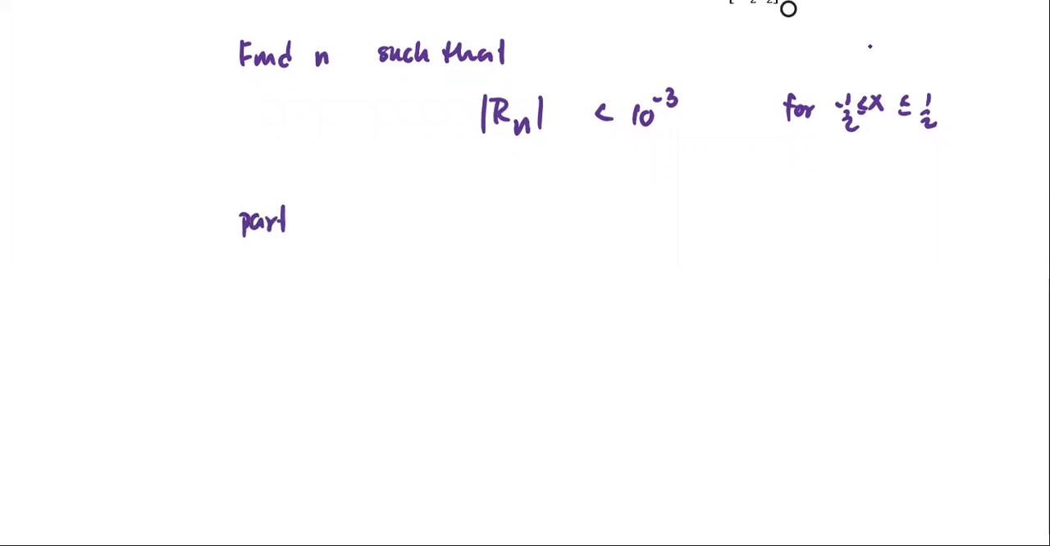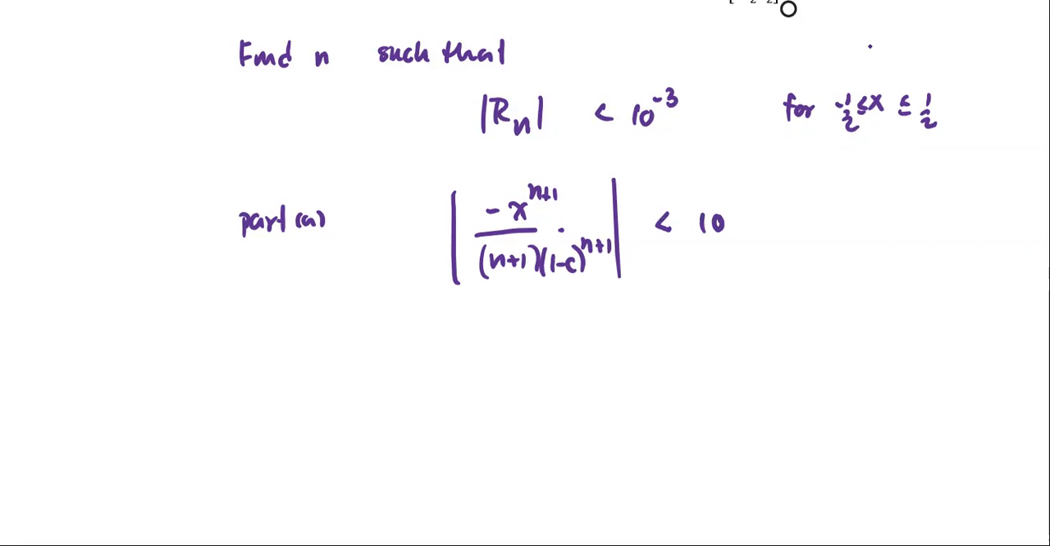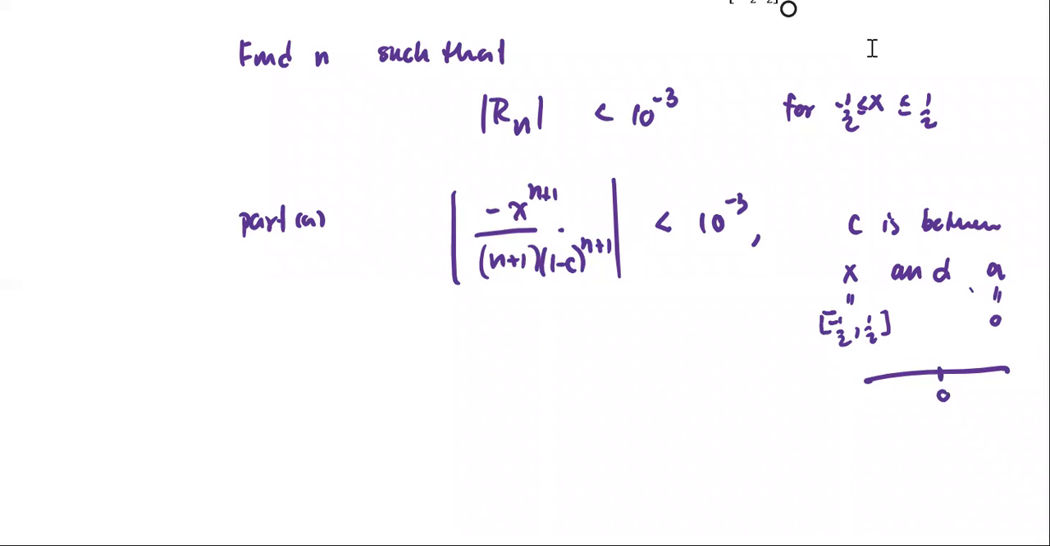From part A, we get the Rn in the form of negative x to the power n plus 1 divided by n plus 1 times 1 minus c to the power n plus 1. So we take the absolute value and this expression less than 10 to the negative 3. Note that c is between x and a. A is the center, A is 0, and x is the number between negative 1 half and 1 half.